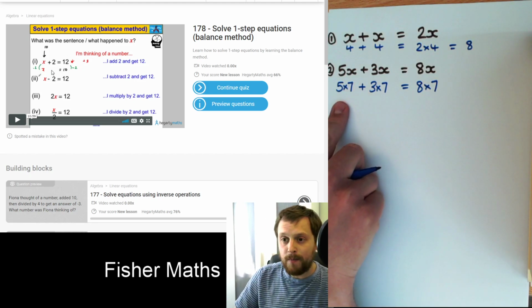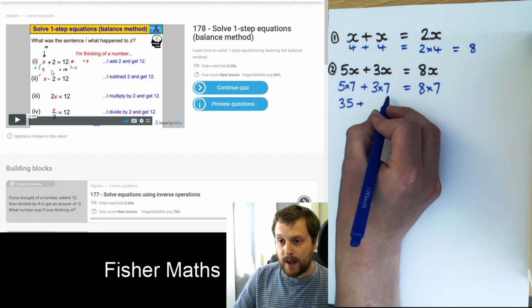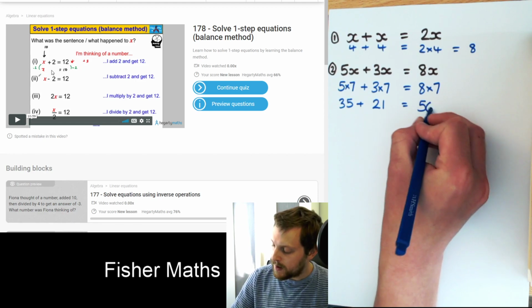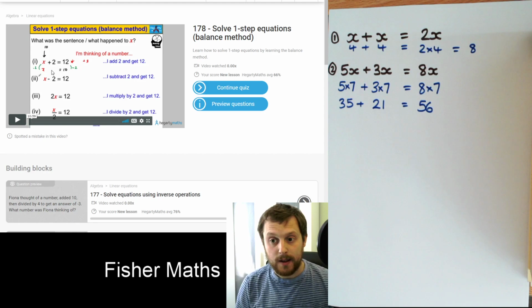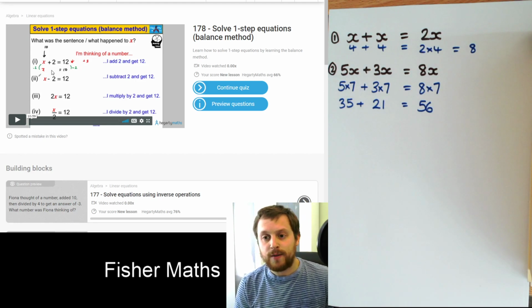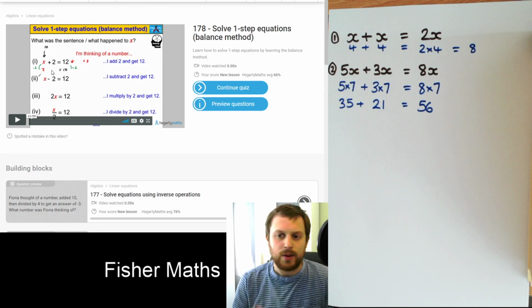So should we have a look? 5 times 7 is 35. 3 times 7 is 21. And 8 times 7 is 56, and as you can see, 35 add 21 is equal to 56. So just remember that a number in front of the x means that number times whatever x is. So it then just comes down to doing a multiplication.